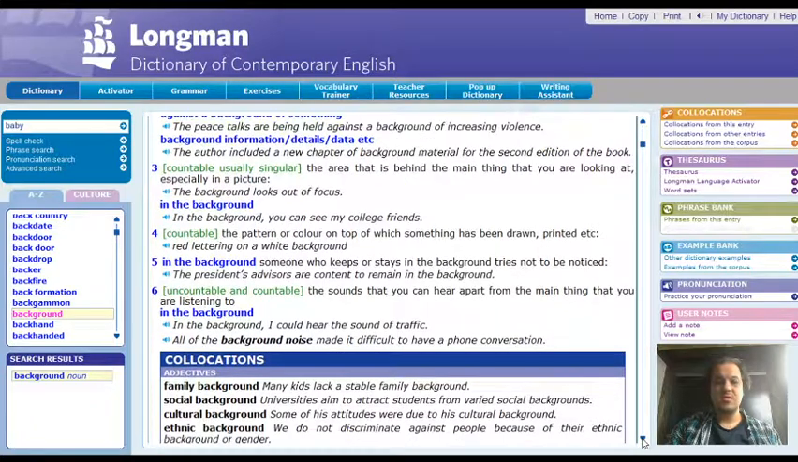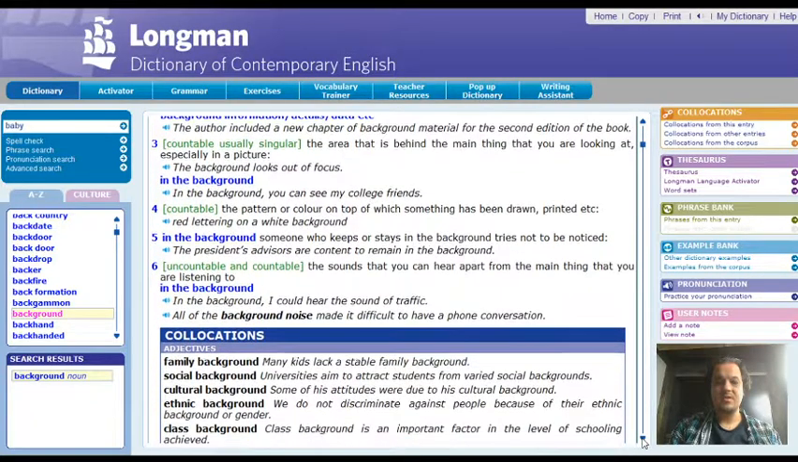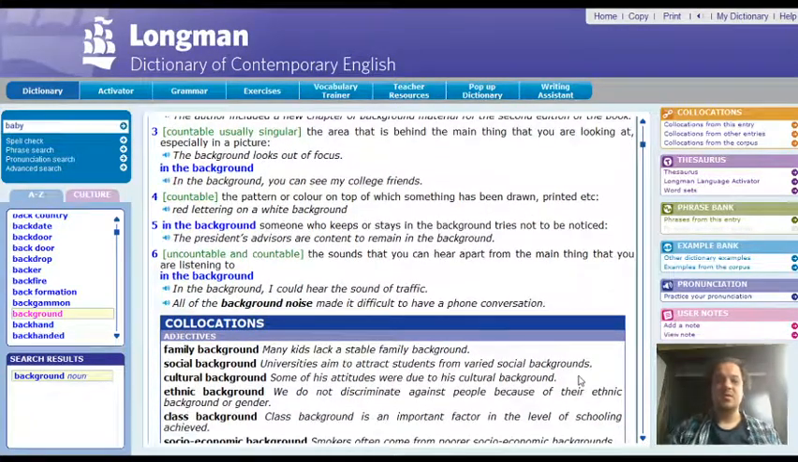Okay, so we read that. Number 4, countable. The pattern of color on top of which something has been drawn or printed. Red lettering on a white background. Okay, it's the same thing.